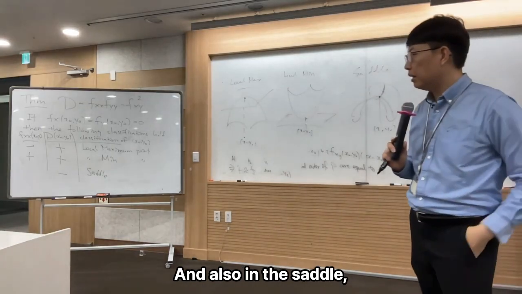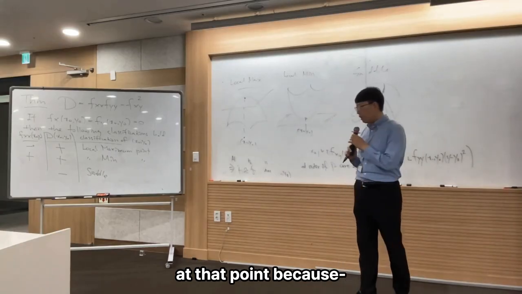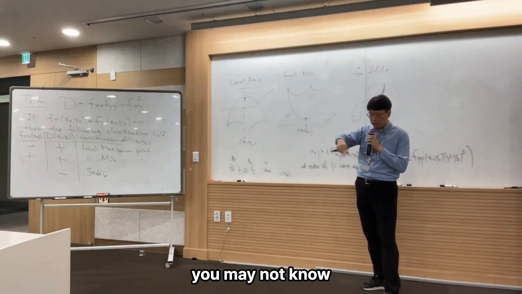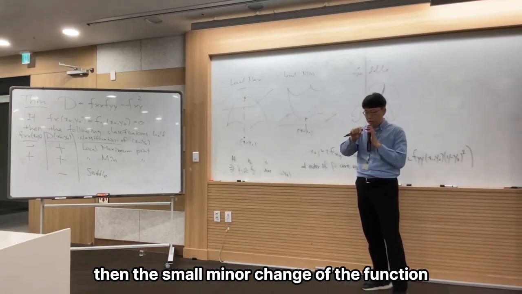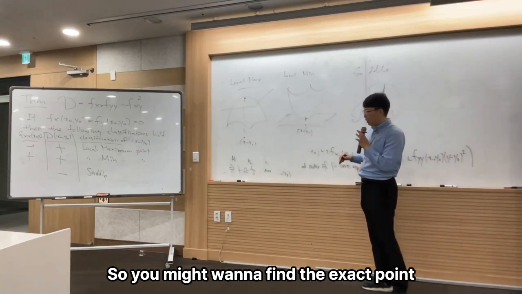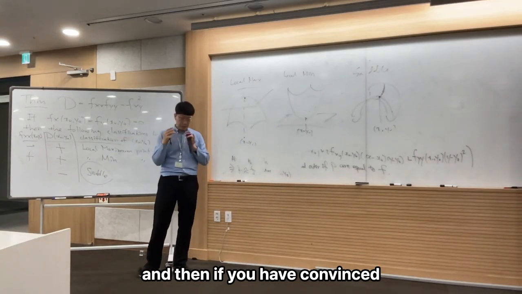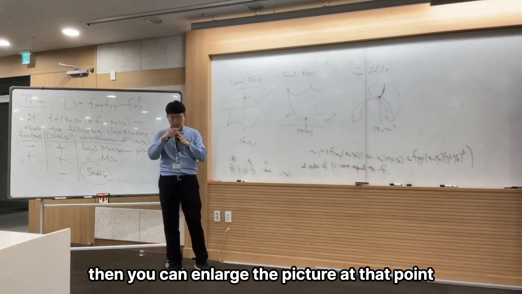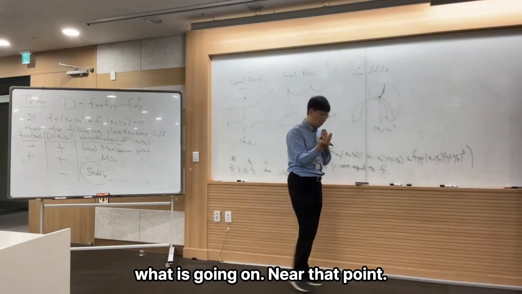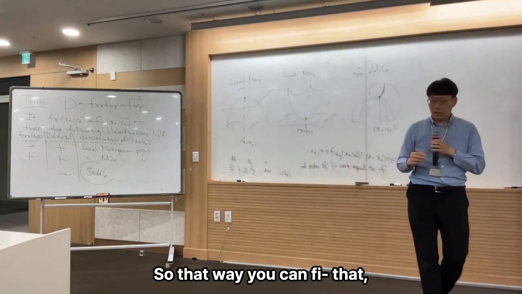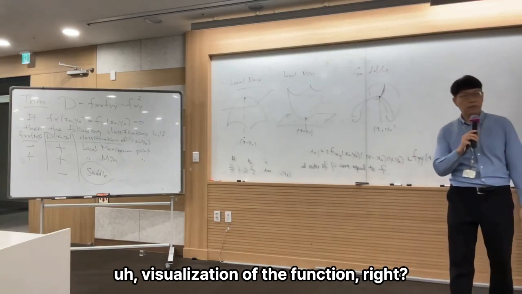and the lowest as the global minimum too. Also at the saddle, you can see what is going on at that point. If you just draw the function, you may not know what's going on because the picture is so big that a small change in the function doesn't show on the graph. So you might want to find the exact point where the saddle is. Once you are convinced that this point is a saddle point, you can enlarge the picture at that point and see a magnified picture of what is going on near it. That way you can have a better visualization of the function.